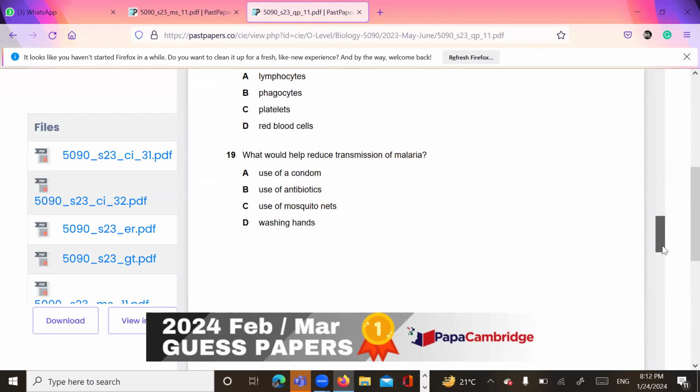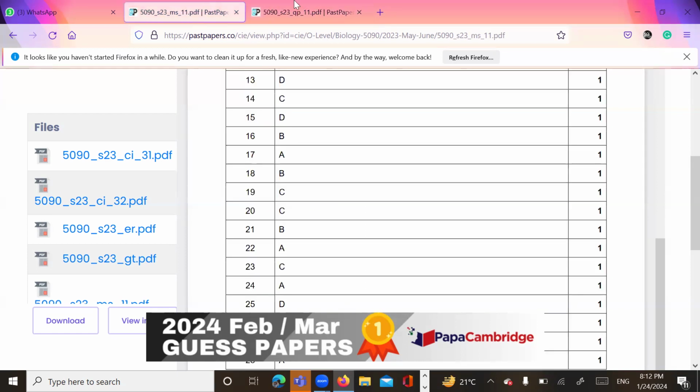19. What would help reduce the transmission of malaria? Since it's not a sexual disease, use of condoms won't help in prevention of malaria. So option A would be wrong. Use of antibiotics, it's not a bacterial infection. So again, no use. Washing hands, again no use since it's spread by mosquitoes. We are left with option C, using mosquito nets would help in reducing or preventing malaria. So let's see 19C.